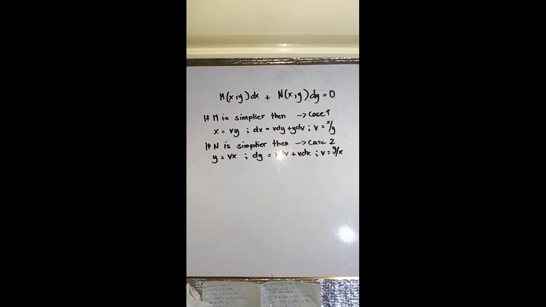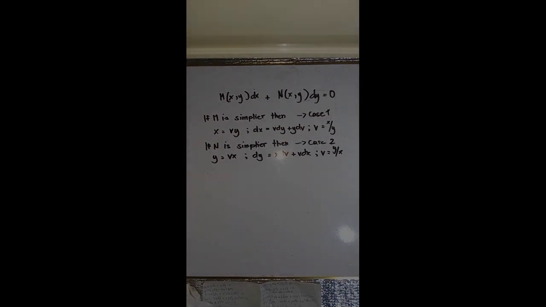So if M is simpler than the function N, all the variable x will change to vy, all dx will change to v dy plus y dv, and in later processes, the variable v will be changed to x over y. Now, the same thing happens when the function N is simpler than the function M. The only difference is that instead of the x variables, all the y variables will be changed to vx, dy will be changed to x dv plus v dx, and in later processes again, v will be changed to y over x.